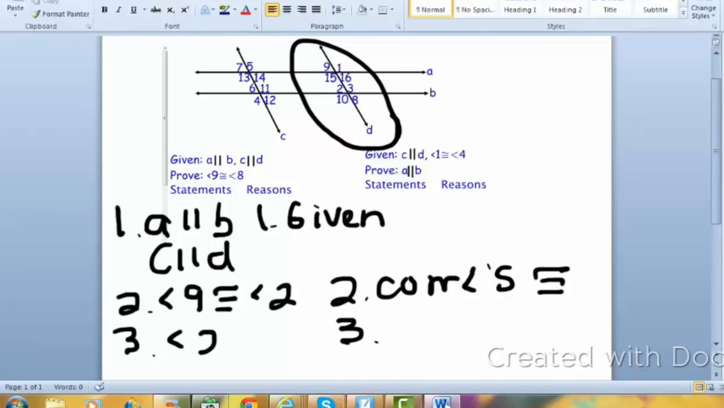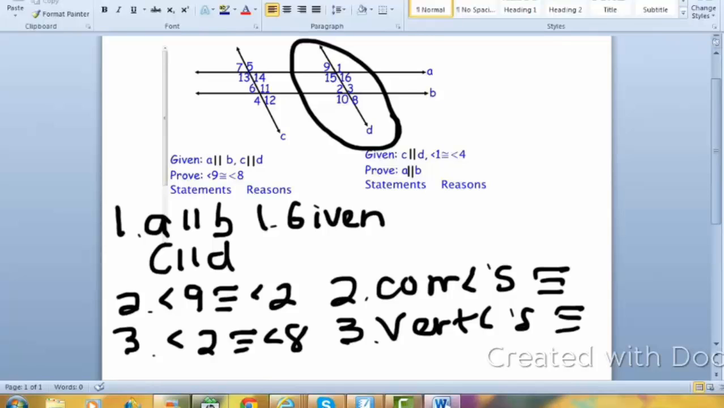Angle 2 is congruent to angle 8. Those are vertical angles. Again, we always start with the angle in the proof statement, 9, and then we end with the other angle, 8. Notice again on this one that by transitive property, 9 is congruent to 8.